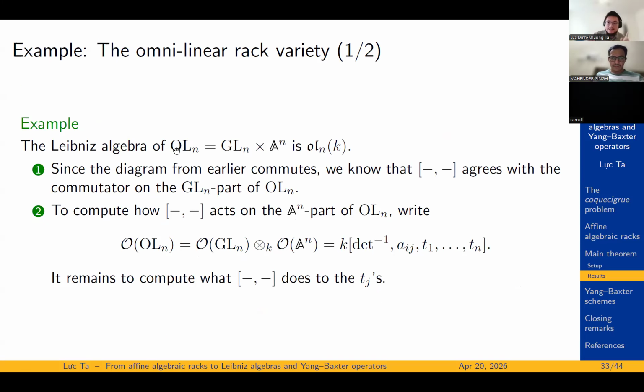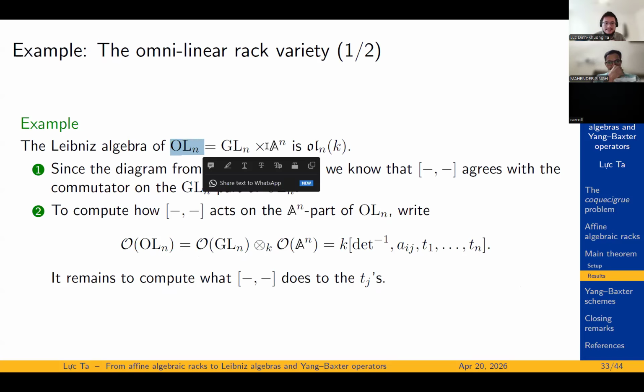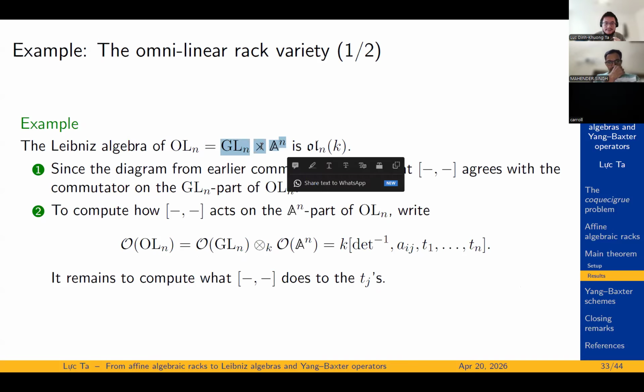All right, so here's an example to show how that works. As a reminder, earlier I had what I called the omnilinear rack variety. So that's OLN, and as a scheme, that's the product of GLN and affine space. And then we know that if we think of this as a Lie rack over R or C, then the tangent space is little o of n. So how do we prove this for arbitrary fields?